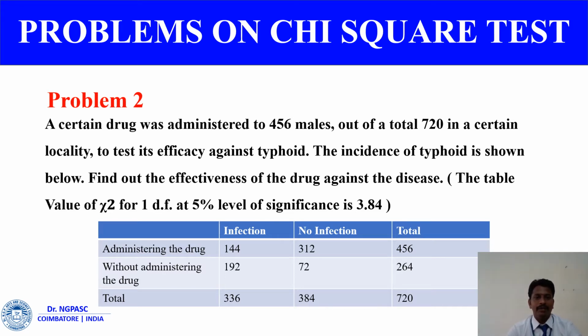The given table: administering the drug, without administering the drug; infection, no infection; total. Administering the drug, infection 144; without administering the drug 192. No infection 312, 72. The row total 456, 264. Column total 336, 384. Next, grand total 720.